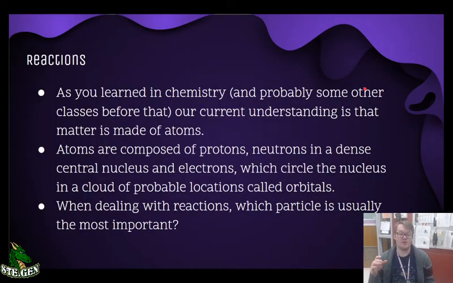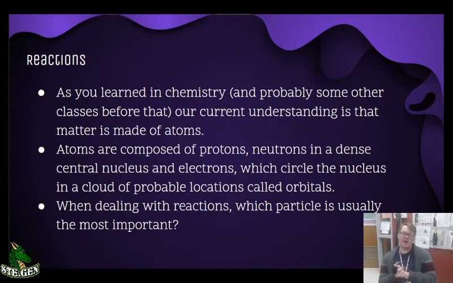As you learned in chemistry and probably some other classes before that, our current understanding is that matter is made up of atoms. Atoms are made out of protons and neutrons. They're in a dense central nucleus, and then there's electrons floating around the outside of it. We call the location that they could be in orbitals. They are not 100% chances. They are clouds of probability.